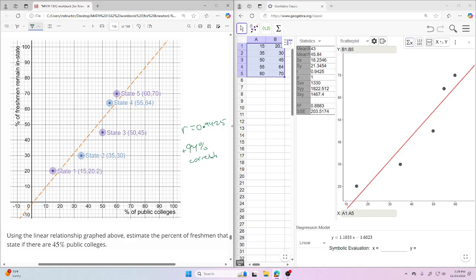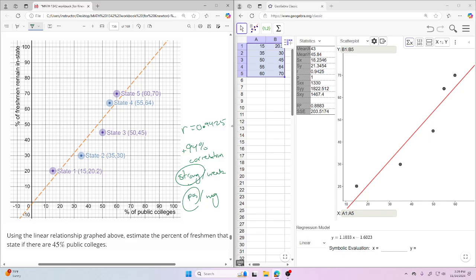I'm going to ask the same questions as last time. Is that strong or is that weak? Strong. Is that positive or is that negative? Positive. Strong positive correlation. Okay. So far, so good?